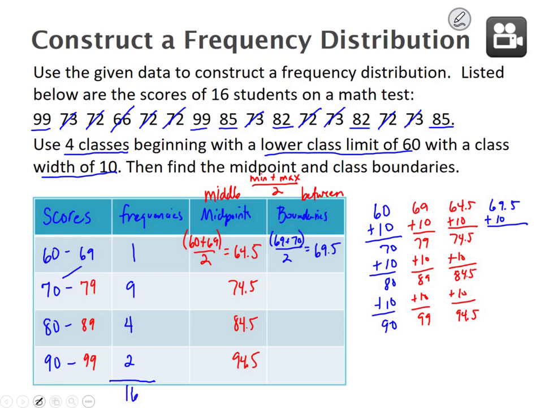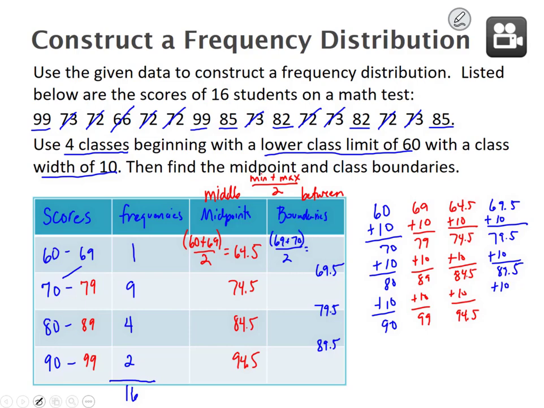Now, keep in mind, every class has 2 boundaries. I'm going to erase where I wrote the 69.5 and put it on the line in between the first and the second class. So if we add 10 to get 79.5, that would be between the second and the third class. If we add 10 and get 89.5, that's between the third and the fourth class. But if you look back at the previous slides about boundaries, you also need a boundary above the highest class and below the lowest class.